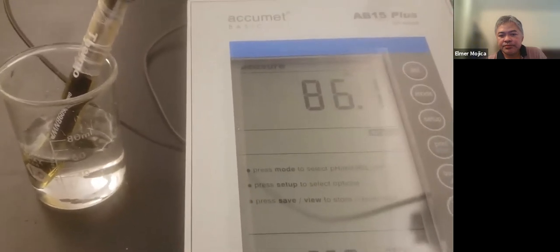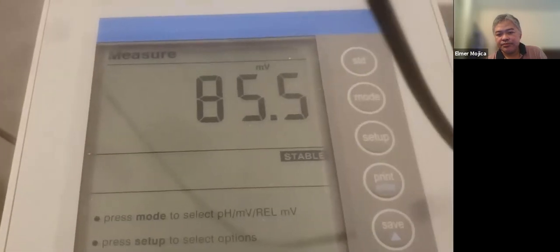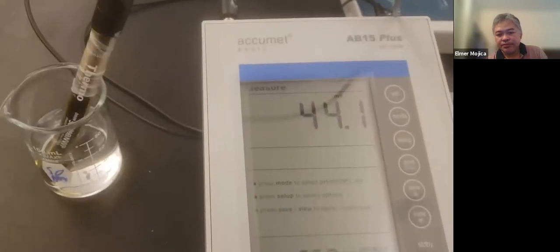Now we have 1 ppm. We will wait for the sample to stabilize. As you can see there, it's showing already. You have 85.8. So you can put it there, 85.5.